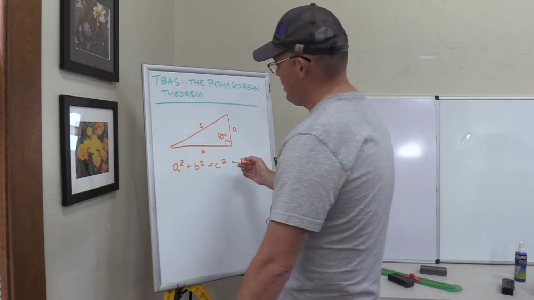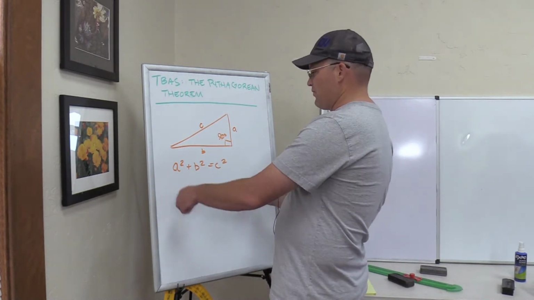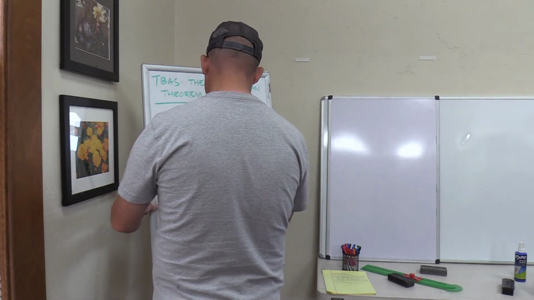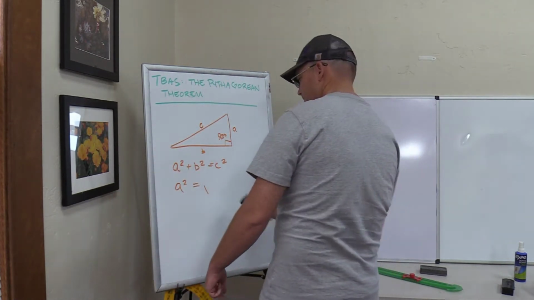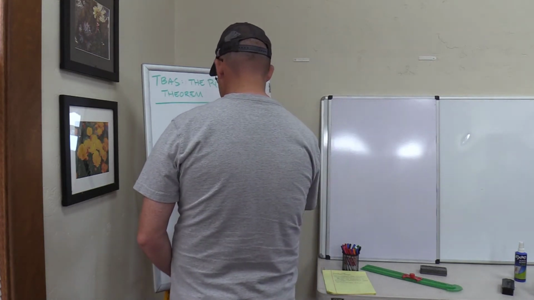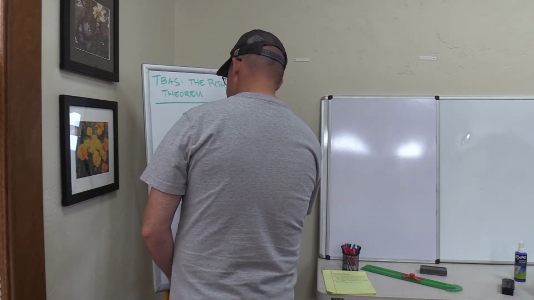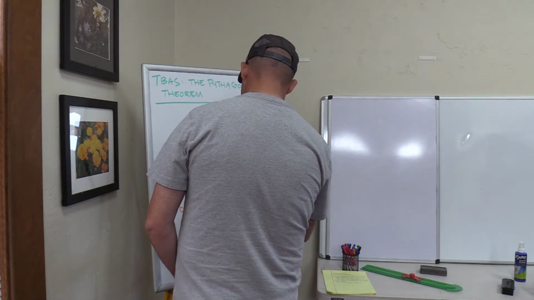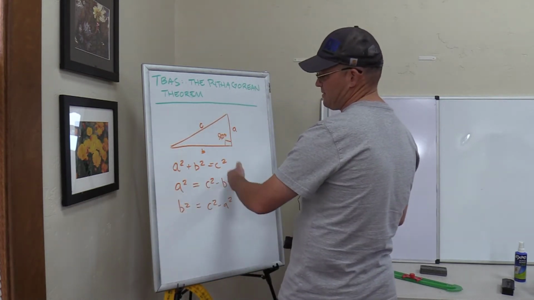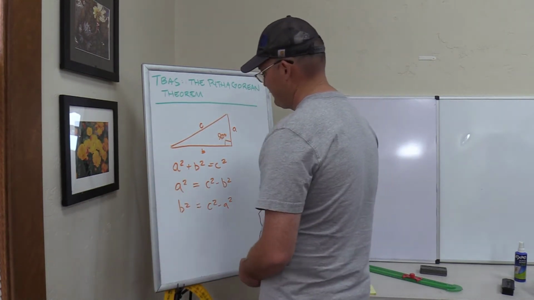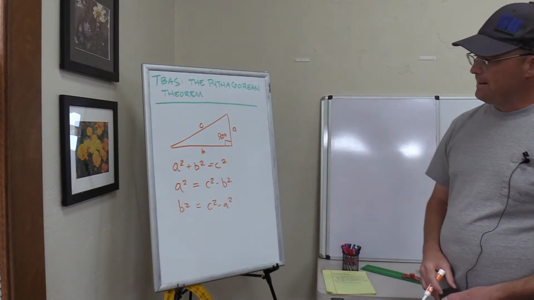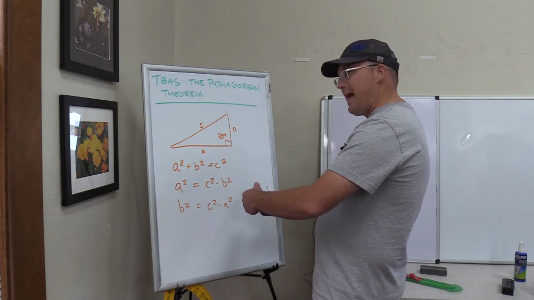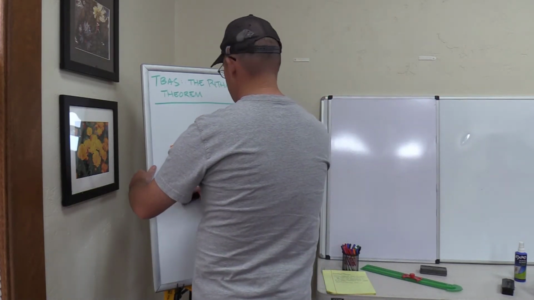Now, if you want to, you could rewrite that formula to solve for the different sides. If you wanted to solve for A, for example, A squared is going to equal C squared minus B squared. And B squared is equal to C squared minus A squared. So you can rewrite the formula like that to solve for the different sides. Then I'm going to draw this graphically, and then we're going to use some algebra to solve some right triangle problems with the Pythagorean theorem.